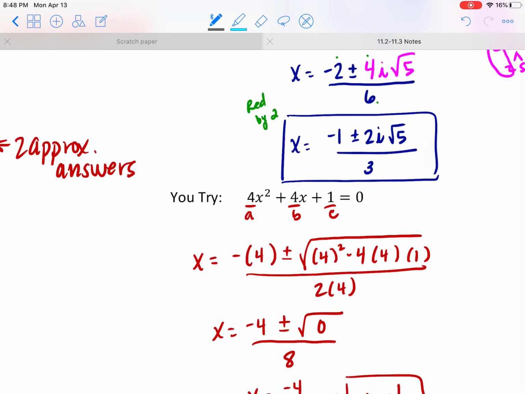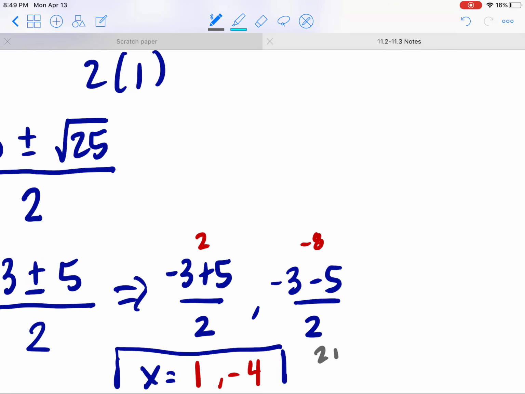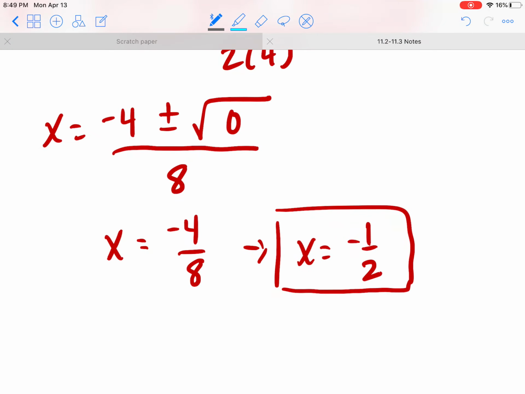Okay, how about the next one? This negative 1 plus or minus 2i radical 5 over 3. Well, because we have an imaginary part here, we end up with 2 complex or imaginary solutions. Now if we look at these two solutions here, these are two real solutions, but these ones are rational. Two real rational solutions. Okay, and then if we look at these, this is just one solution, right? This is one real rational solution.